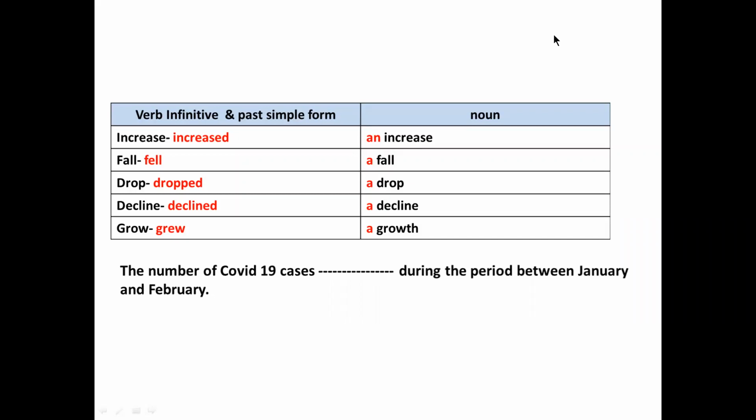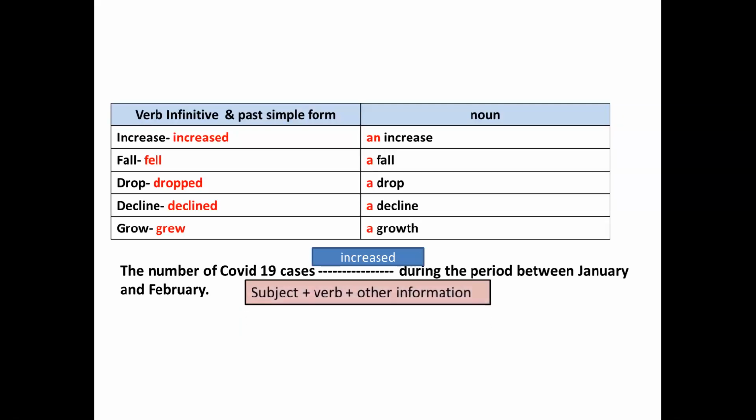Look at this sentence. The number of COVID-19 cases dash during the period between January and February. It's finish time, yeah? Yes. So you need to use the past tense, but you need to first look at what type of sentence it is. Let me fill in the answer first. The number of COVID-19 cases increased during the period between January and February.